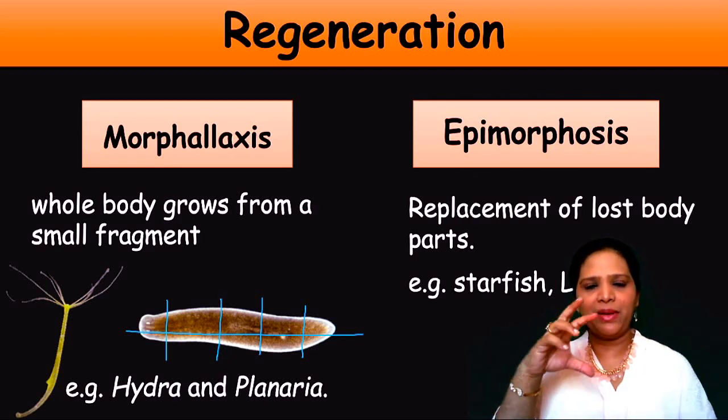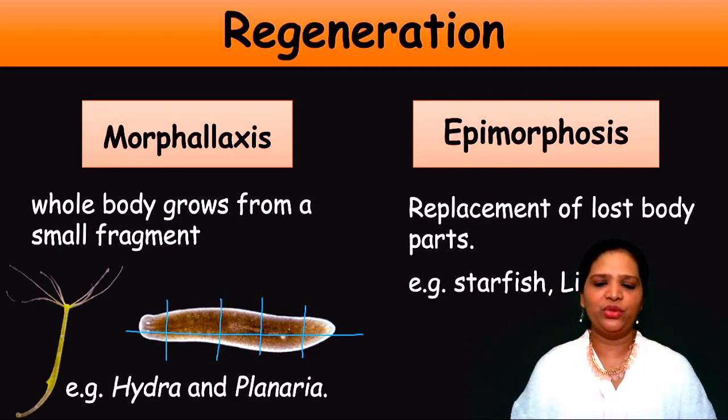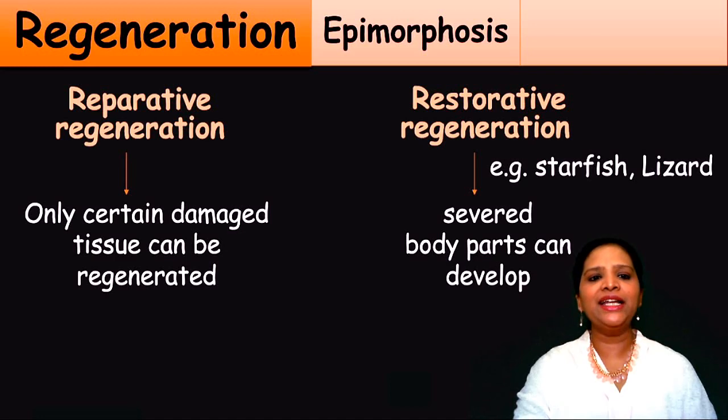Not the whole body, a particular part only will develop. So that is called epimorphosis. The examples for this are starfish and lizard. So what happened? Severed body parts can develop.